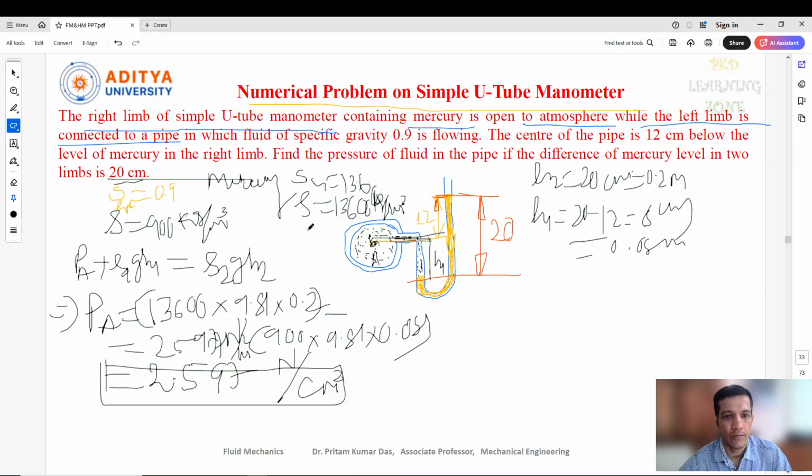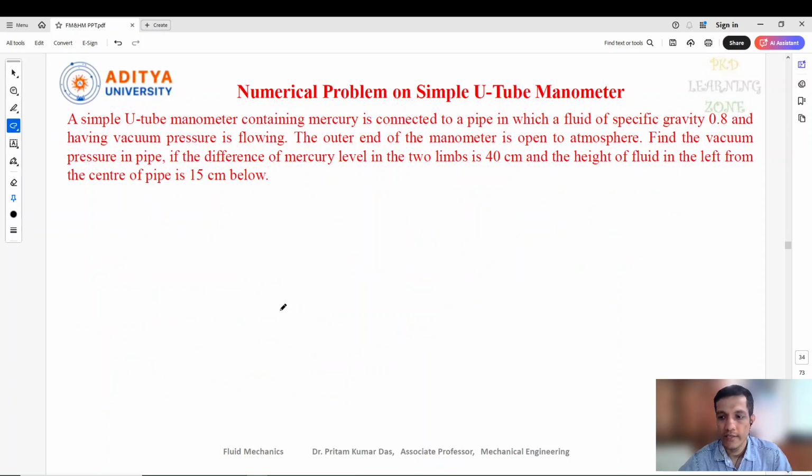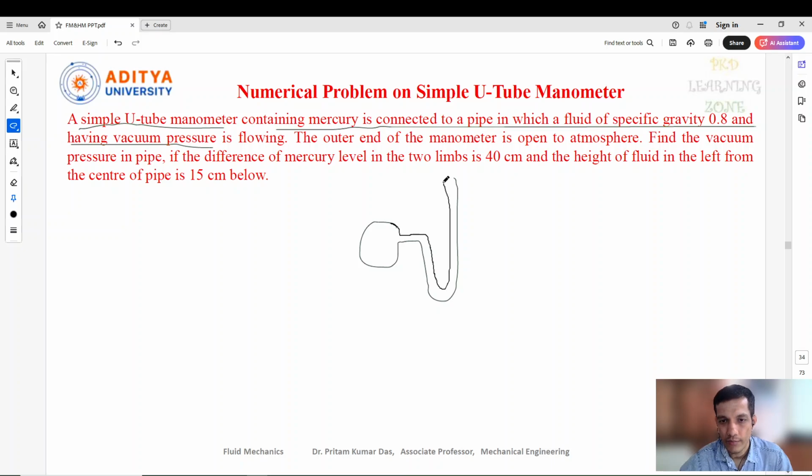We have discussed the gas pressure and vacuum pressure. Let's discuss one more problem regarding the vacuum pressure type. A similar kind of question is given. A simple U-tube manometer containing mercury is connected to a pipe in which a fluid of specific gravity 0.8 is flowing, having a vacuum pressure. So a similar kind of diagram needs to be drawn. This is the pipe, and this is the U-tube; one end is open to the atmosphere, and here is the liquid which is present inside this pipe.